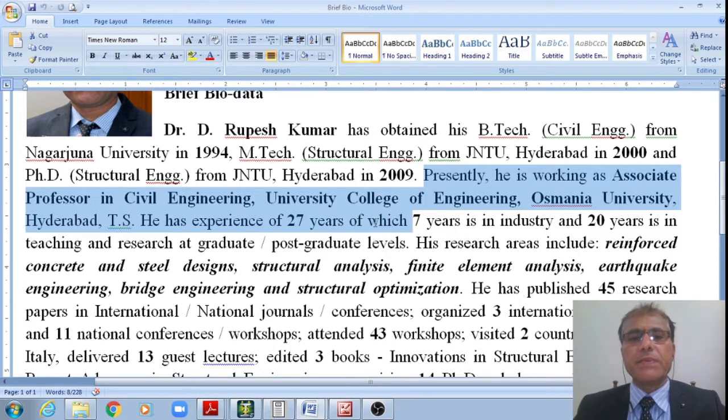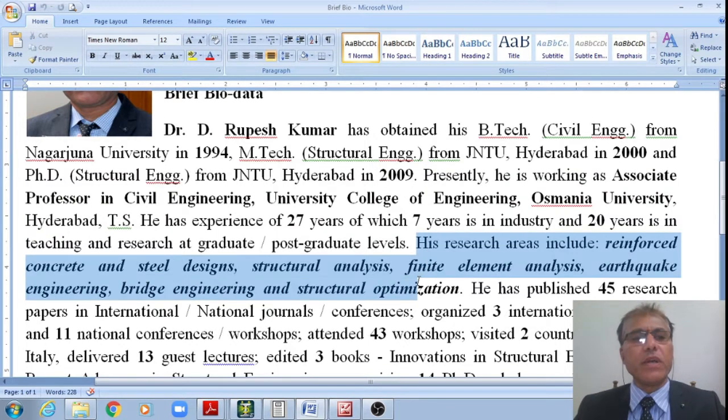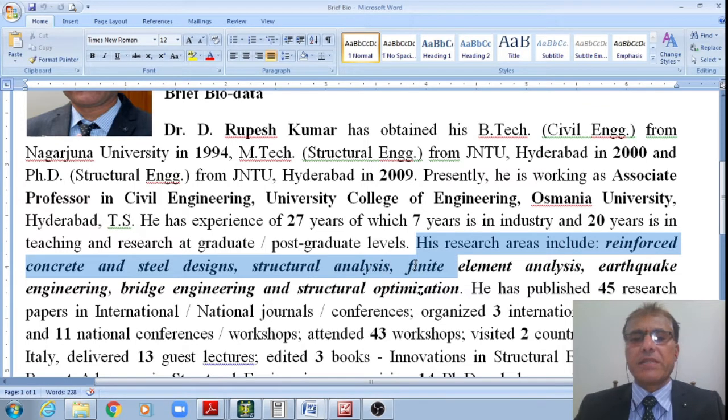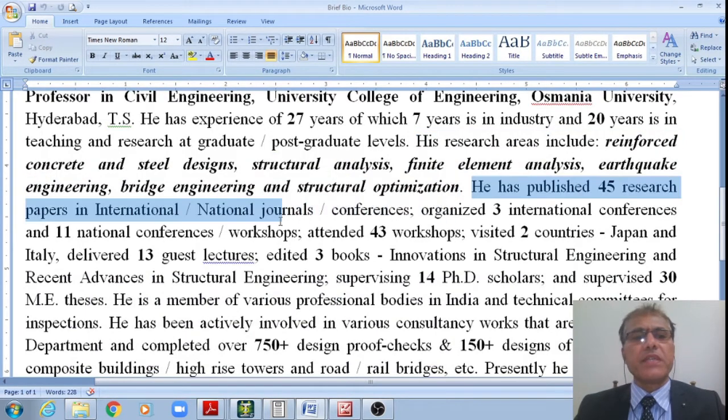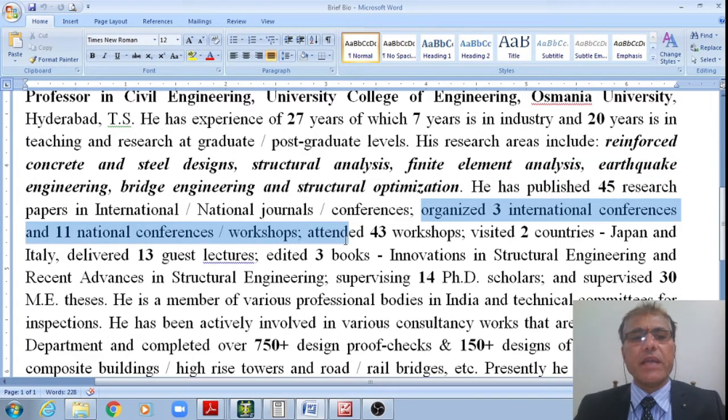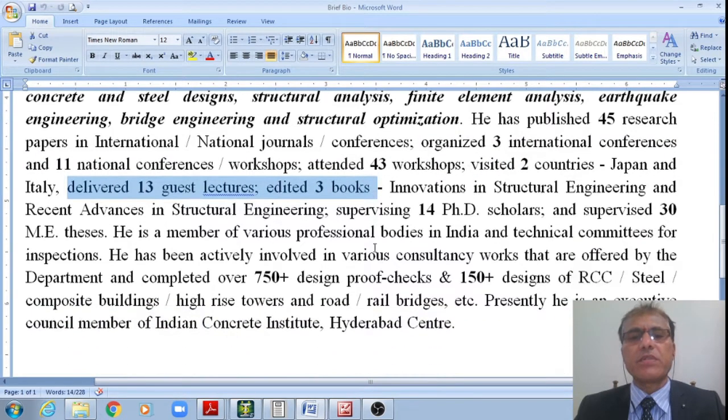I have a teaching experience of 27 years, of which 7 years is in industry and 20 years is in teaching and research at graduate and postgraduate levels. My research areas include reinforced cement concrete and steel designs, structural analysis, foundation analysis, earthquake engineering, bridge engineering, structural optimization. I have published 45 research papers in international and national journals and conferences, organized 3 international conferences and 11 national conferences and workshops, attended 43 workshops, visited 2 countries, delivered 13 guest lectures and edited 3 books.